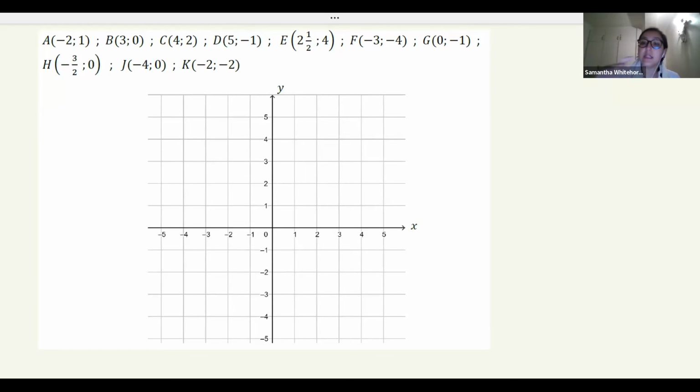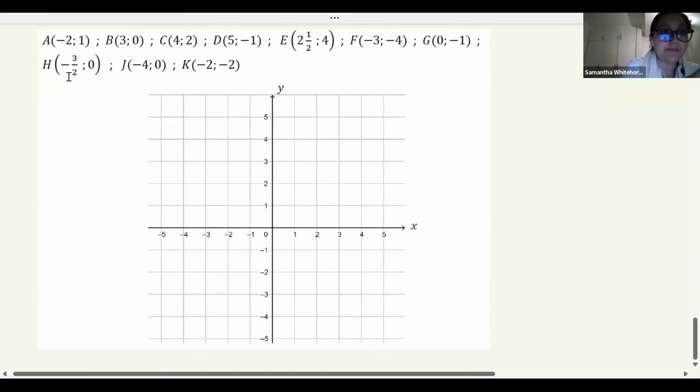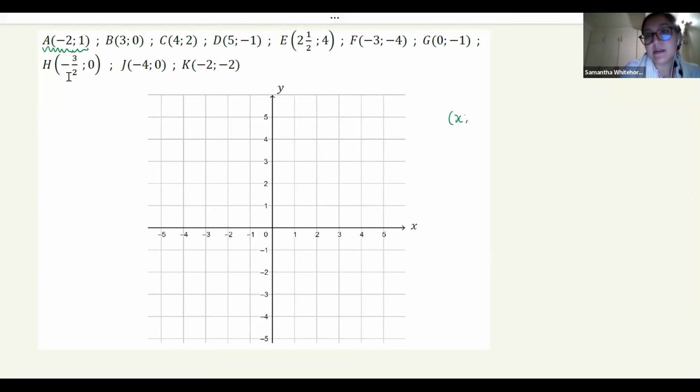Like I said, you need to be able to look at a coordinate that's given to you written down, and plot it on the Cartesian plane. I'm going to do 1 or 2 with you, and then I'm going to get some of you to explain a couple. Let's start with A. Remember, guys, a coordinate is X and then Y. So if A's coordinates are -2, 1, that means that the X value is -2 and the Y value is 1.